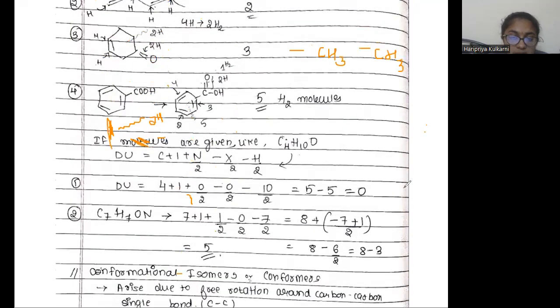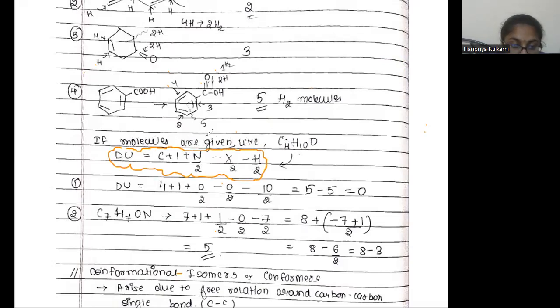Now if molecules are given, so if we don't have structures and only the chemical formula is given, then what do we have to do? Then we have to apply this formula. That is DU is equal to number of carbon atoms plus 1 plus number of nitrogen atoms by 2 minus number of halogen atoms, that is X, by 2 minus number of hydrogen atoms by 2. Halogen can be bromine, chlorine, right?